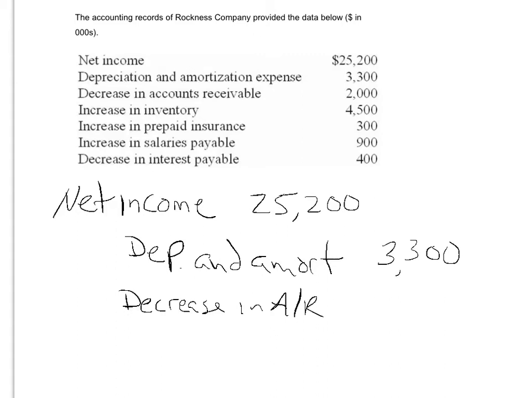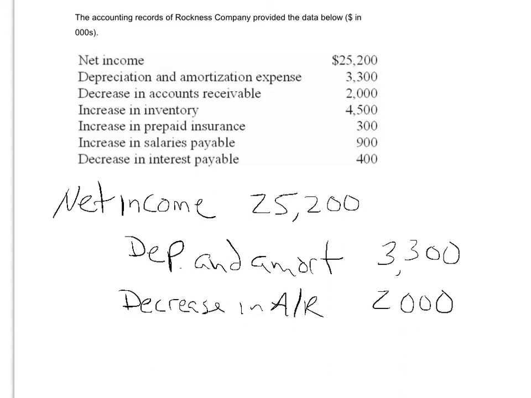The next thing we have is our decrease in accounts receivable. Remember that when we have a decrease in accounts receivable, we have to add that back because that's cash received above and beyond the revenues earned. And net income shows us the revenues earned. So we have to add back our decrease of $2,000 in accounts receivable. Okay?